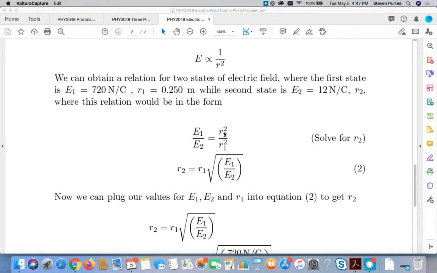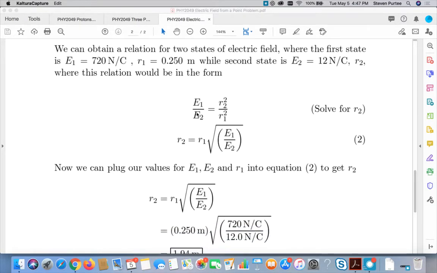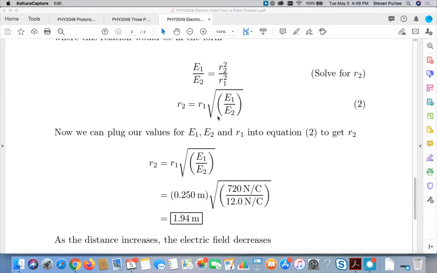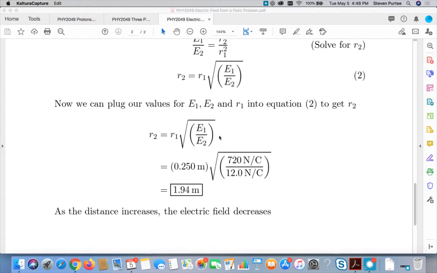This solution I'm using, because they have a nice pretty formula already typed up for me, did it using proportions. So the ratio of two fields should be the ratio of the distances squared, but these r's are flipped over, because remember, E goes like 1 over r squared. So I've got r2 on top, r1 on the bottom. So we could solve that for r2 and just plug in values we already have and get 1.94 meters.